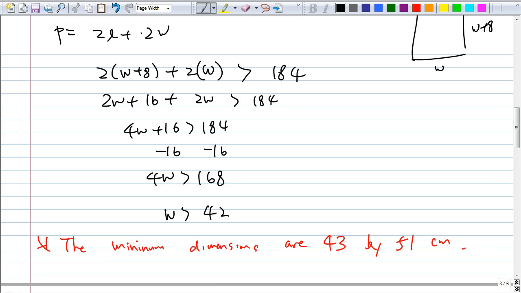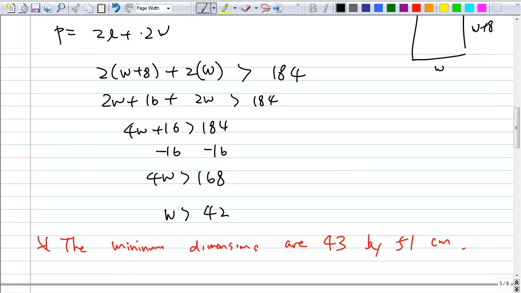Now, why not use 42.1 or 42.01? I don't know. Why not? Yes, Berge? Because in the prompt, in the paragraph, it said it has to be integers. That's correct. The length and the width have to be integers. Therefore, the smallest integer that the width could be is 43.